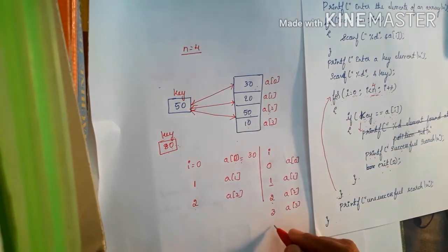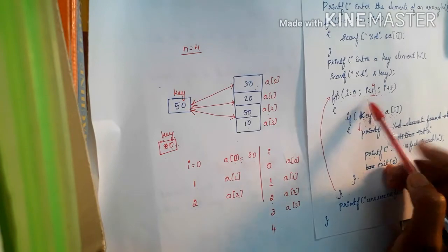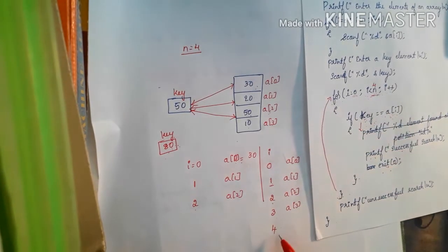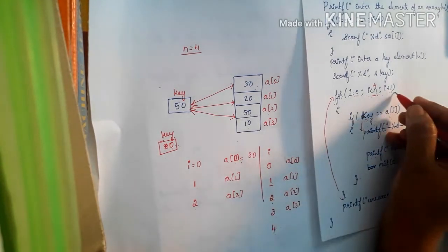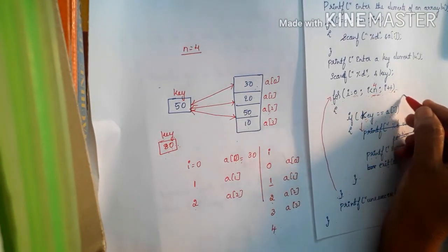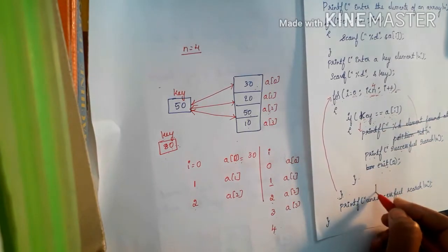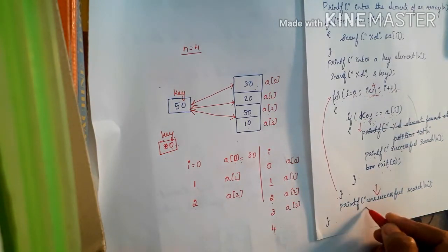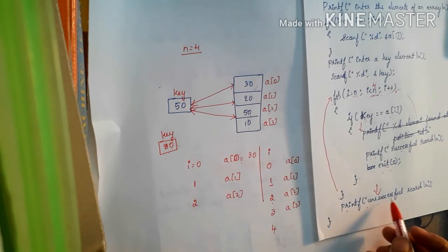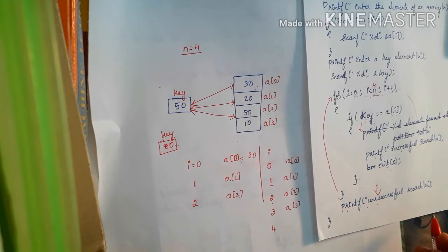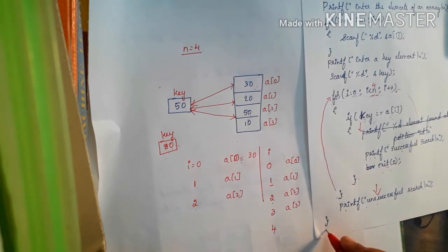Next, end for means control returns back to for loop. Then updation, that is I is incremented by 1 means I becomes 4. Then condition, is I less than n? I value is 4. Is 4 less than 4? No, the condition is false. When this for loop condition becomes false, control moves out of for, then it executes the statement after the for. The statement after the for is a print instruction which prints the message unsuccessful search. Then end of main.